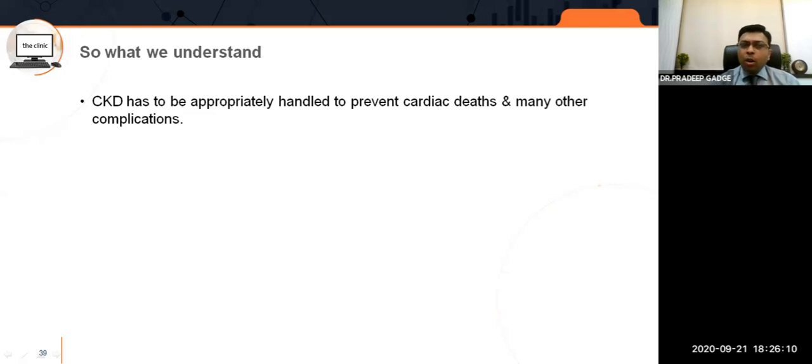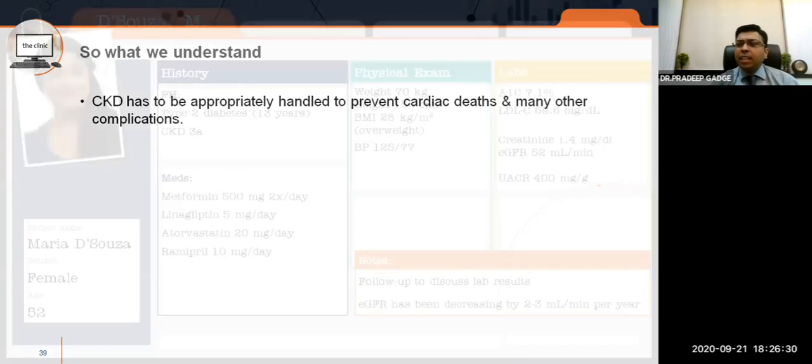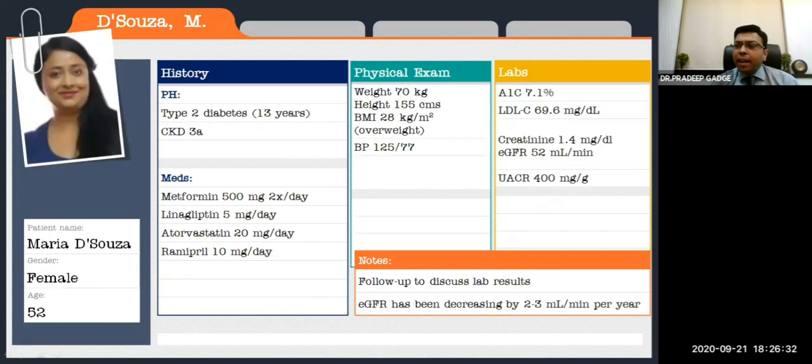Now, I hope you are clear about how important CKD is. So when a patient of CKD comes to you, don't just view that patient as a CKD patient. View that patient as a probable ischemic heart disease patient or a cardiovascular disease patient, because CKD is indirectly giving you a hint that this patient would most probably be having coronary artery disease or cerebrovascular disease.